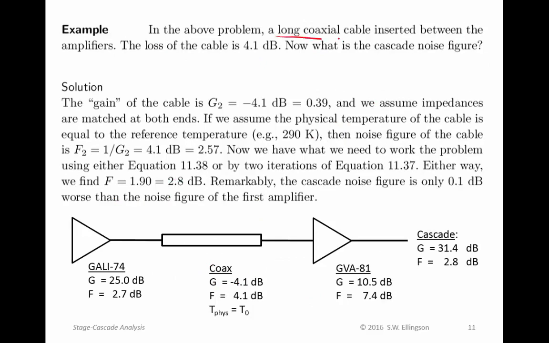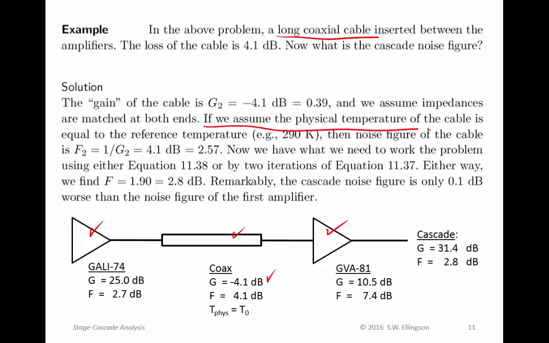Here we have a long coaxial cable inserted between the two amplifiers. So same problem as before. We have the same two amplifiers, the GALI 74 and the GVA 81 over here. But now we've inserted coax. The coax has a gain, and that is in this case a loss, but a gain of minus 4.1 dB.